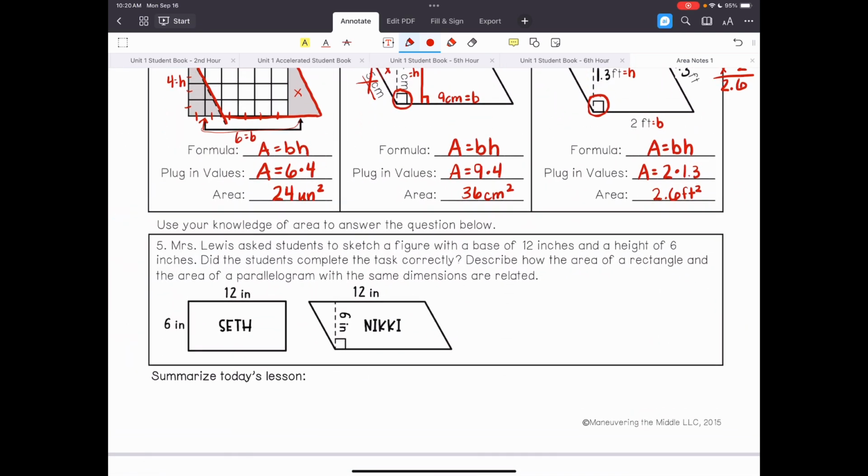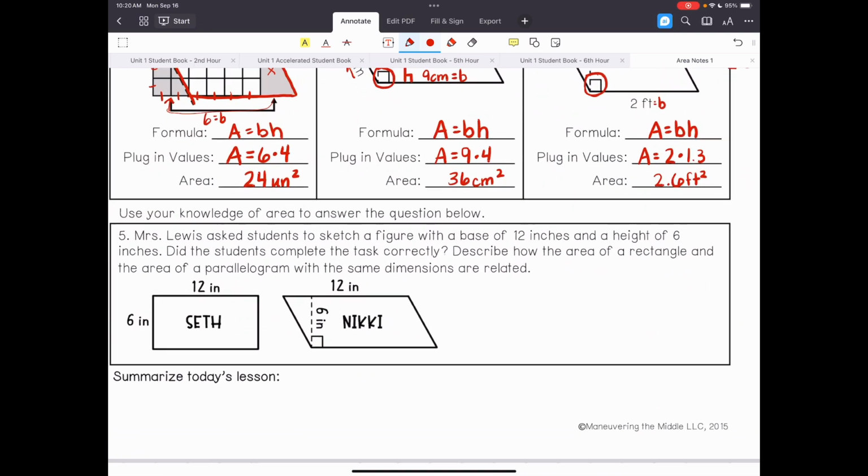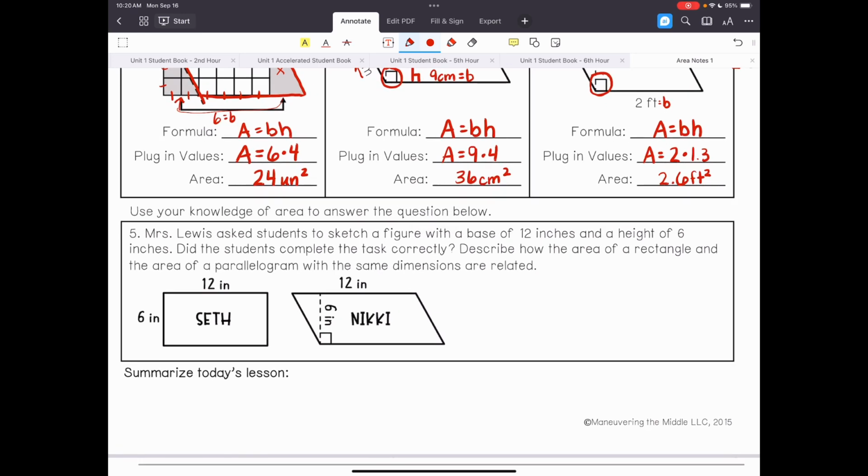All right, our last little bit, we're going to do our word problem. So Mrs. Lewis asked students to sketch a figure with a base of 12 inches and a height of 6 inches. Did the students complete the task correctly? Describe how the area of a rectangle and the area of a parallelogram with the same dimensions are related.